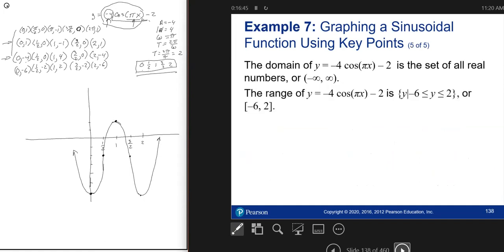All right, the domain again is all real numbers, but now the range, the lowest y value is -6, the highest y value is 2. So this is the set builder notation for the domain, the range, and here is the interval for the range. Please notice the brackets because -6 and 2 are included in the y values. They're not just boundary points, they're actually part of the data set.